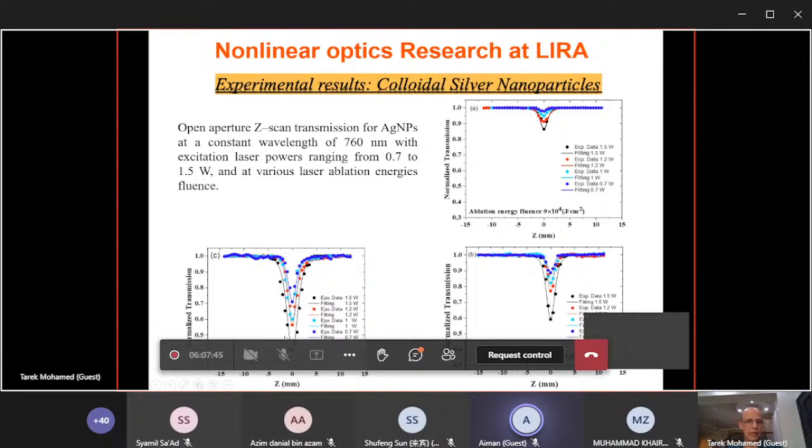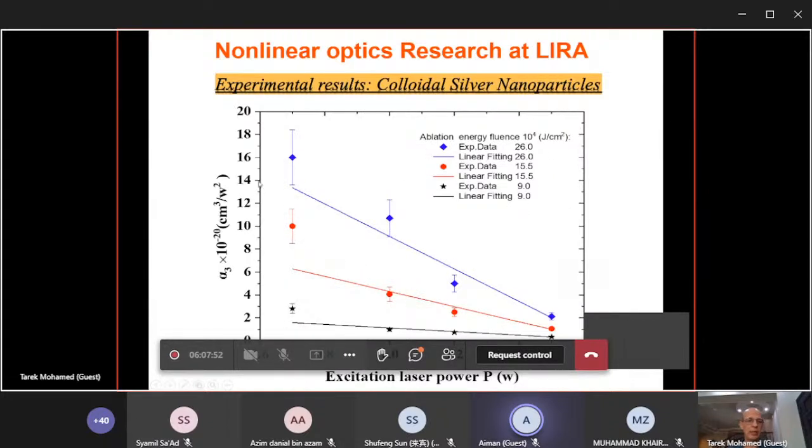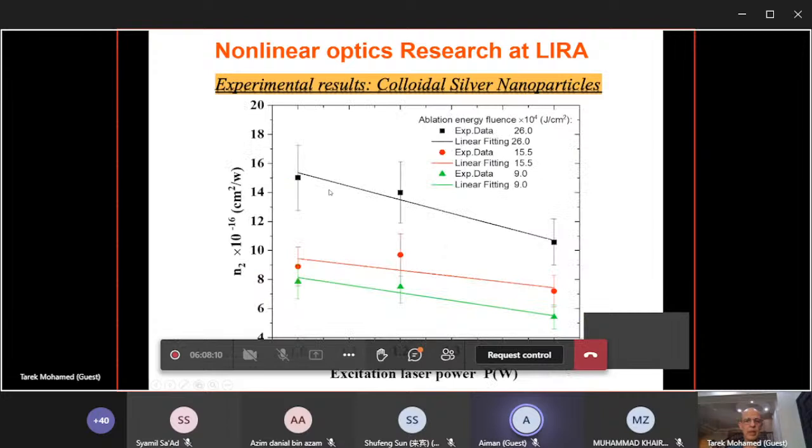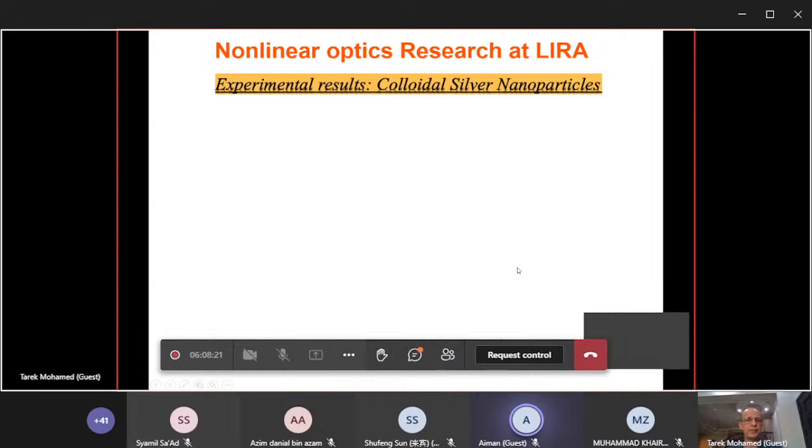One can see here the absorption getting higher with smaller size. Sorry, this is alpha, the same as beta. This is the nonlinear absorption coefficient as a function of laser power. You can see the nonlinear absorption coefficient decreases with increasing excitation power. We also did closed aperture measurements, and from this we have the nonlinear refractive index as a function of excitation power. We can see the nonlinear refractive index decreases with excitation power for different samples.